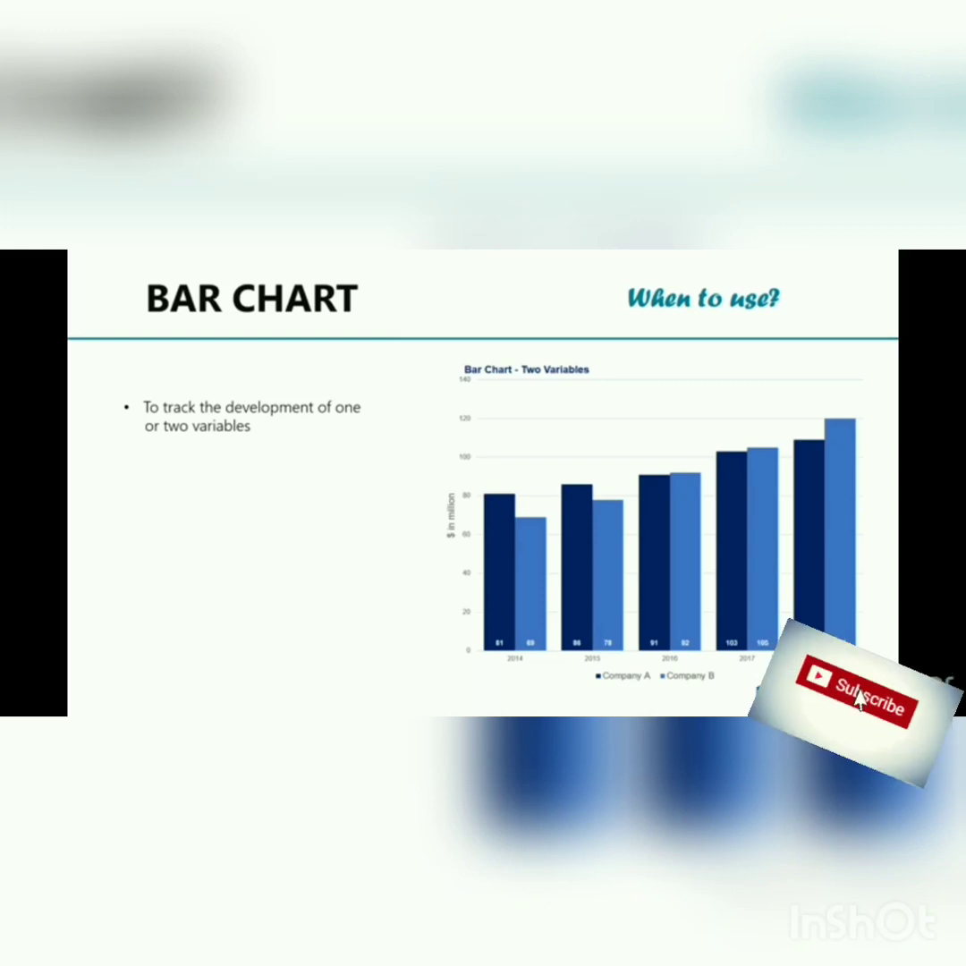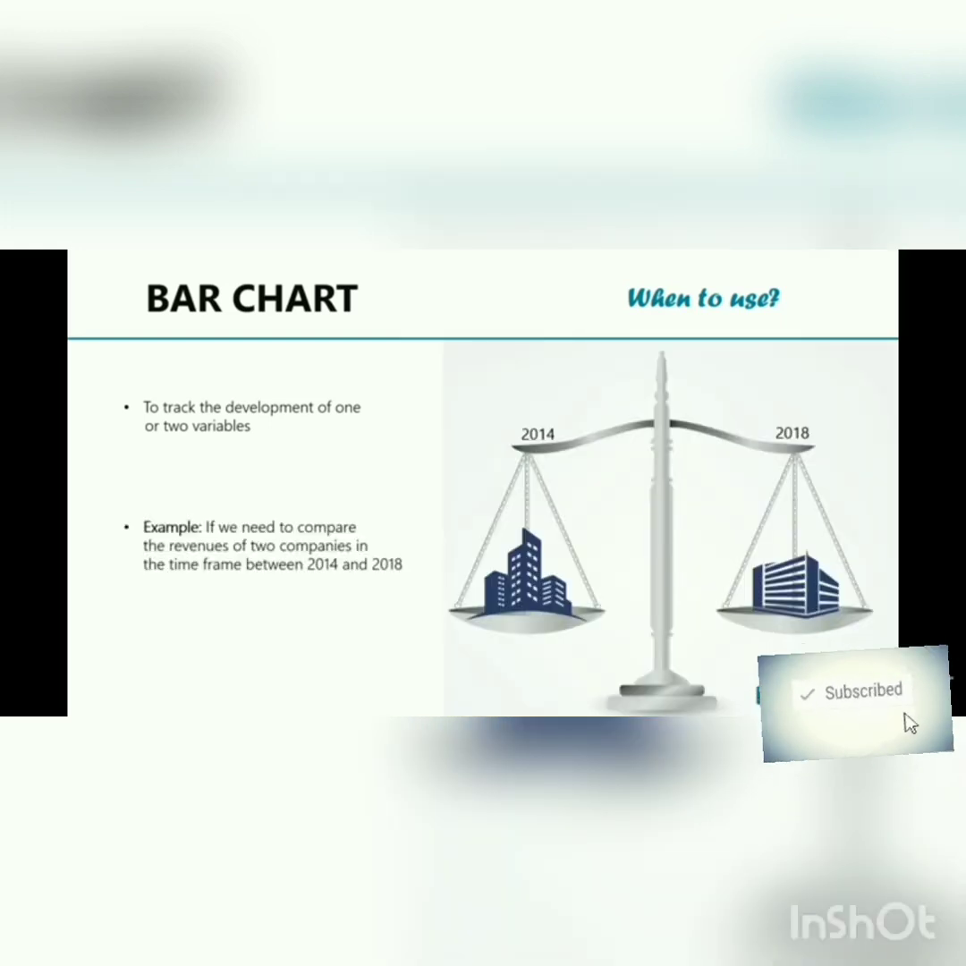For example, one of the most frequent applications of bar charts in corporate presentations is to show how a company's total revenues have developed during a given period. A bar chart can be used to make both a year-on-year comparison and to provide a monthly breakdown. Moreover, bar charts can be pretty intuitive when we compare the development of 2 numerical variables over time. Let's say we would like to compare the revenues of 2 companies in the time frame between 2014 and 2018.